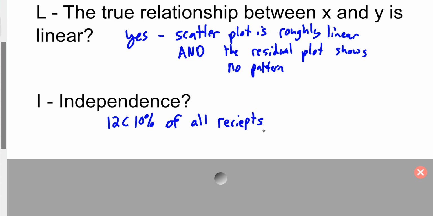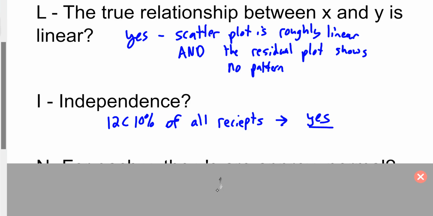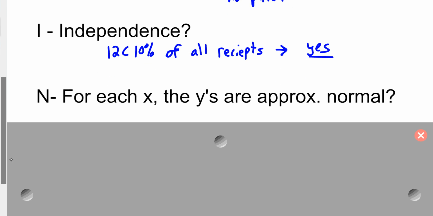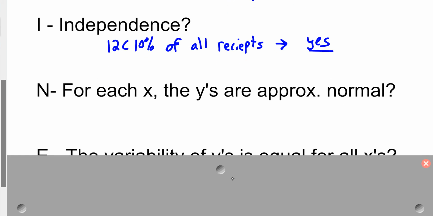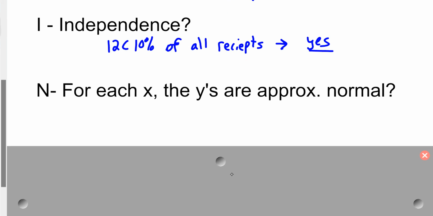And I think we're going to assume yes. All right, moving on. N for normal is the approximately normal condition. So we want to say for each x, the y is approximately normal. We did the distribution of residuals, so yes. The residual distribution has no strong skew or outliers.